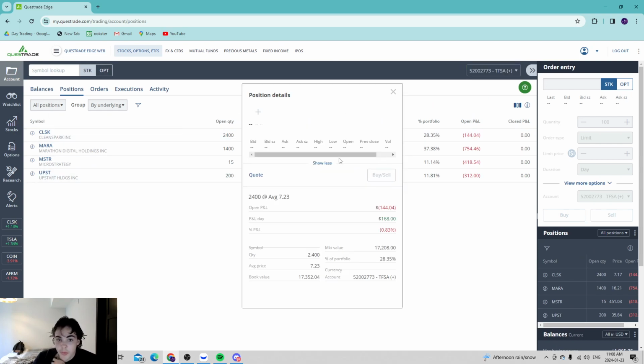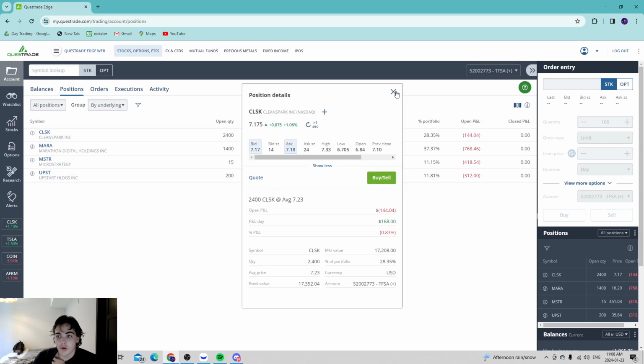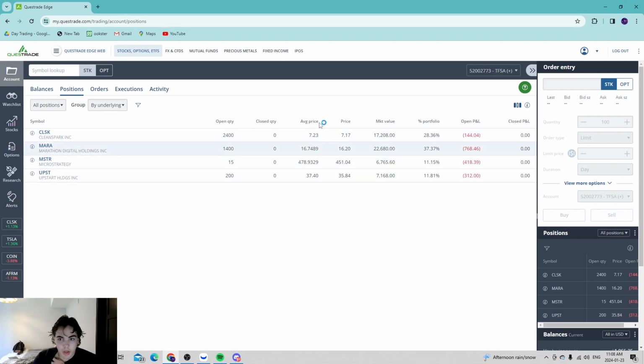This is where we bought 24, we already had 400. We bought another 2,000 CleanSpark. Our average price is now at 7.23. So basically that's where it's at, right? We bought 1,400 Mara at about 16.75, 15 MicroStrategy at about 479, and 200 Upstart at 37.40.